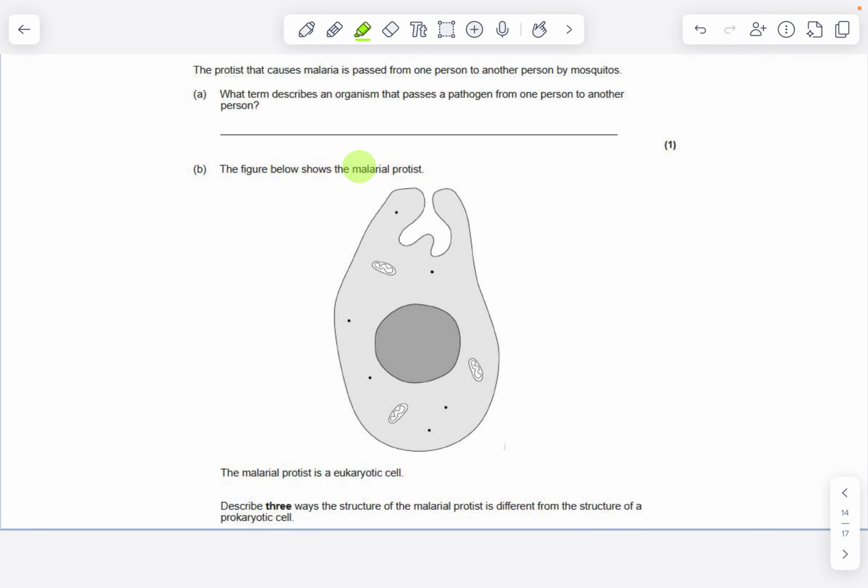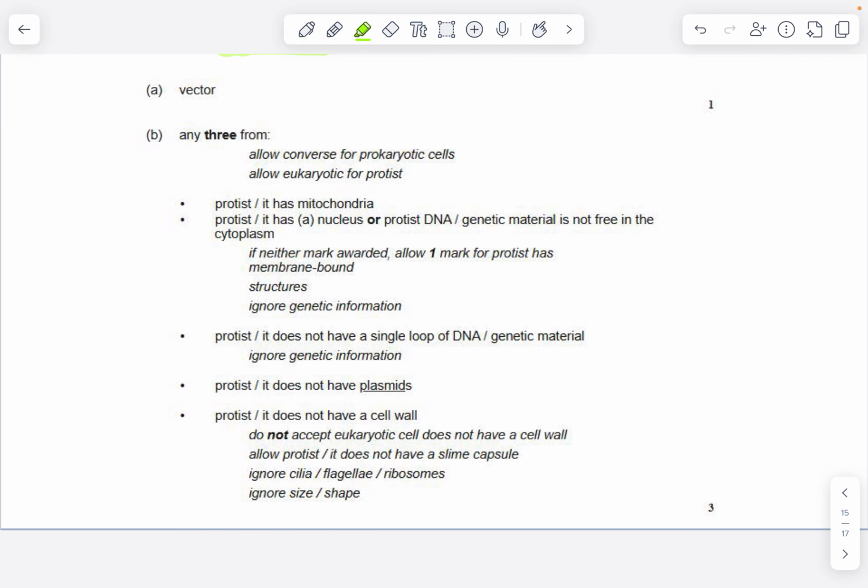This talks about protists, so you can see it's a single-celled organism, but the key difference is we've got this nucleus, we've got this mitochondria, and we've got ribosomes which are the same. The question down here says give 3 ways the structure is different from a prokaryotic cell, even though it's a single-celled organism. And here's the mark scheme, so you can see here mitochondria, nucleus, the absence of a plasmid, the absence of a cell wall, the absence of a single loop.